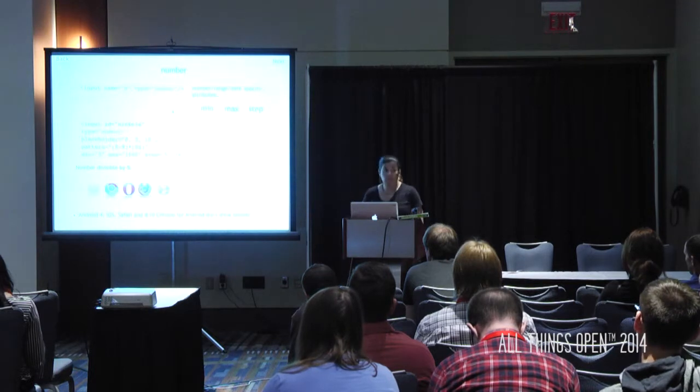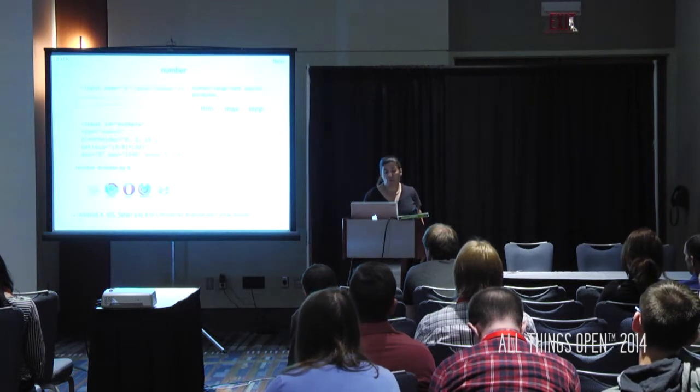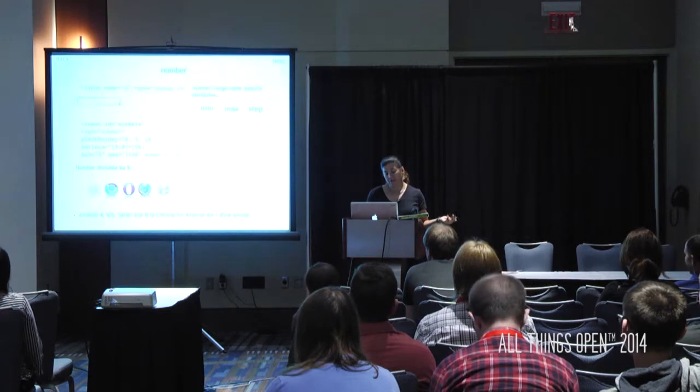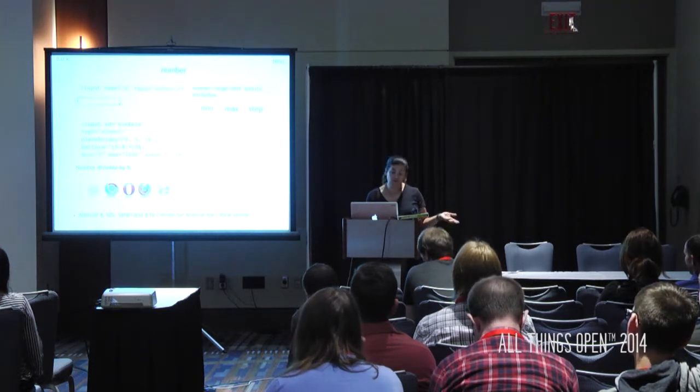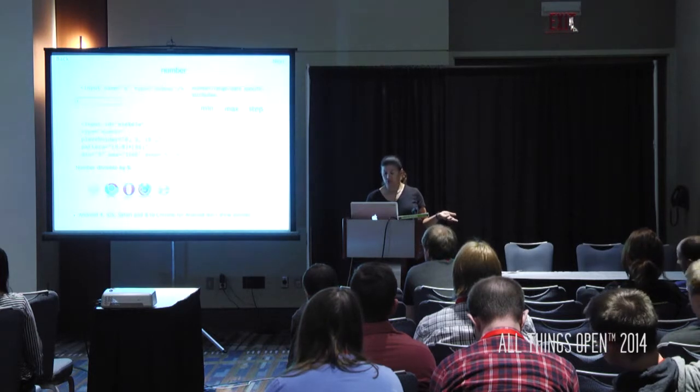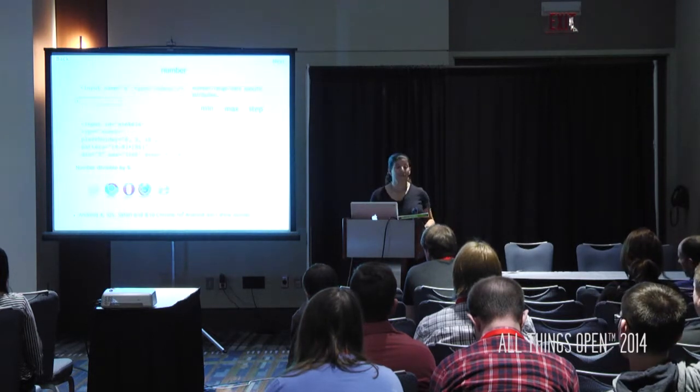Number, you just put type number, and you get the number keyboard, and a little widget right here that lets you go up and down. The spinner is not on all. Android 4, iOS, Safari, and IE10 for Chrome. For Android, IE10, and Chrome for Android don't show the spinner. That is me with bad grammar, or forgetting the semicolon.